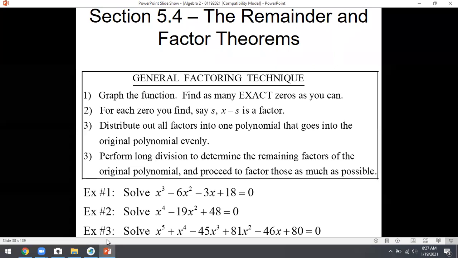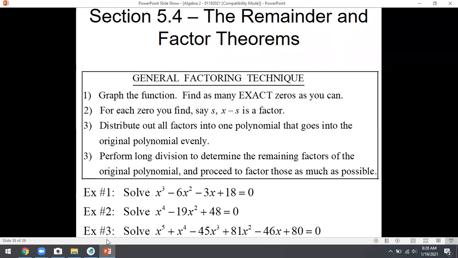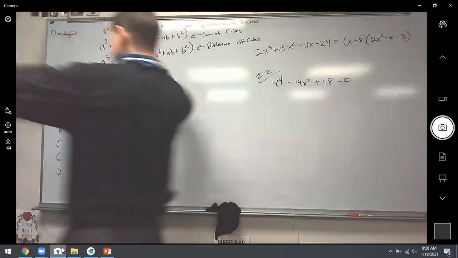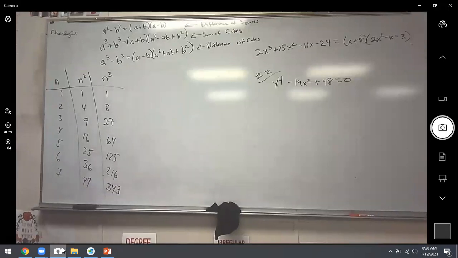So this here, x to the 4th minus 19x squared plus 48 equals 0. Here's example number 2. Now this is a quadratic form. I could pull out factoring techniques from the last unit. I could factor this thing. Probably would be easier than going the route we're trying today, but we're practicing this. And again, if you didn't see this as a quadratic form, it's okay. Go graph it. Use the techniques we're talking about today. Find me as many reliable zeros as you can.